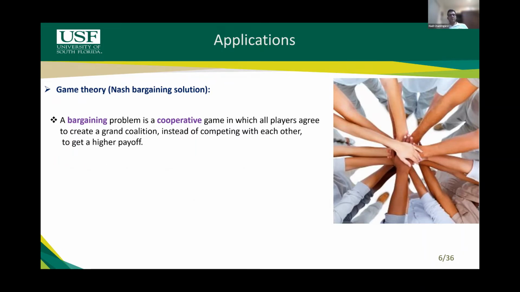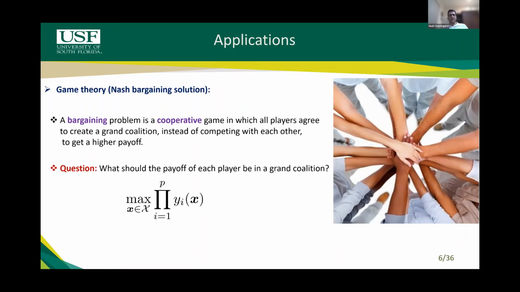So in this domain, the main question is what should be the payoff of each player in such a grand coalition? One of the solutions proposed to solve this problem is a multiplicative program, proposed by Nash in 1950. Nash named this the Nash social welfare function. So you're trying to maximize the product of the benefits that the players obtain from such an agreement.